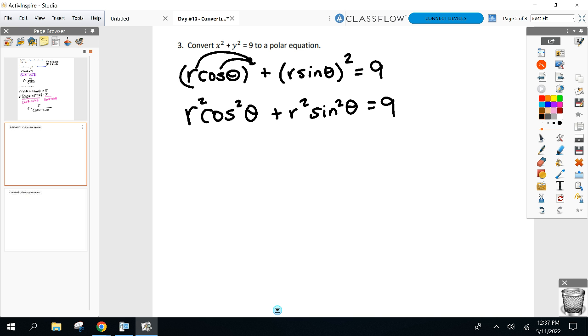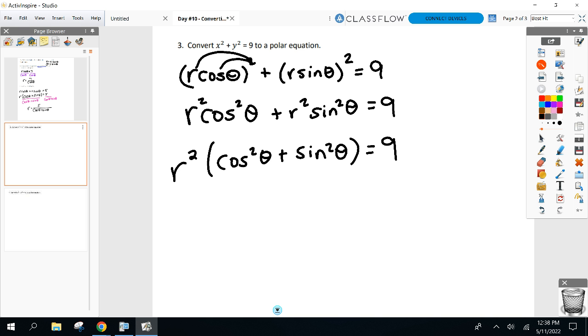Can you guys piggyback off of what we did last problem now and think what I want to do next? What do they both have on each side? R squared. Take it out. Factor it out. R squared. What's left inside now? Cosine squared theta plus sine squared theta. Don't make another move, though. Don't make another move, please. Everyone all right so far?